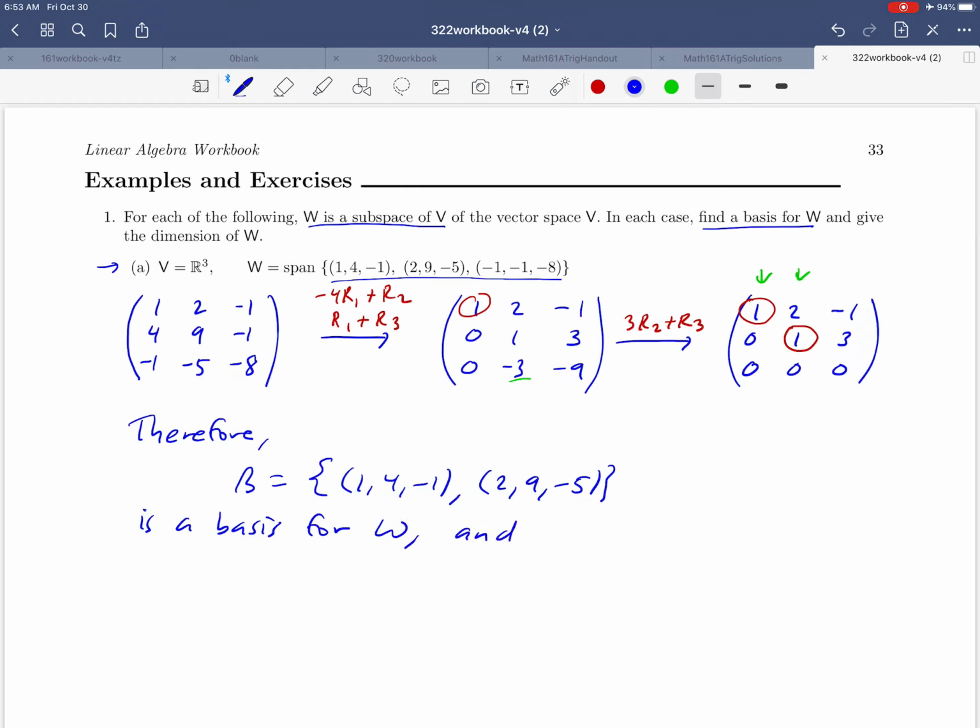What about the dimension? Well, remember how dimension was defined. The dimension of a vector space is just the number of vectors that it takes to form a basis. So we can answer that question just by counting the vectors in this set beta, noticing that there are 2. That tells us that the dimension of our subspace has to be 2. And I think we've answered the question.